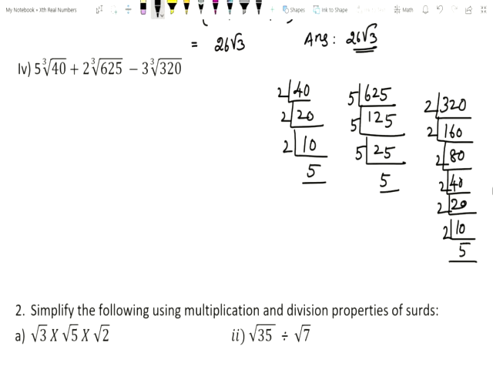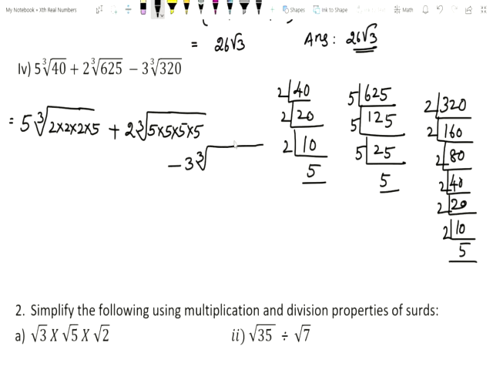5 2s are 10. Now you substitute here: 5 into cubic root of, instead of the 40 you can write 2 into 2 into 2 into 5, plus 2 into cubic root of 5 into 5 into 5 into 5, minus 3 cubic root of, here 1 2 3, you can write 2 cube into, again one more pair is there, so you can write 2 cube into 5.